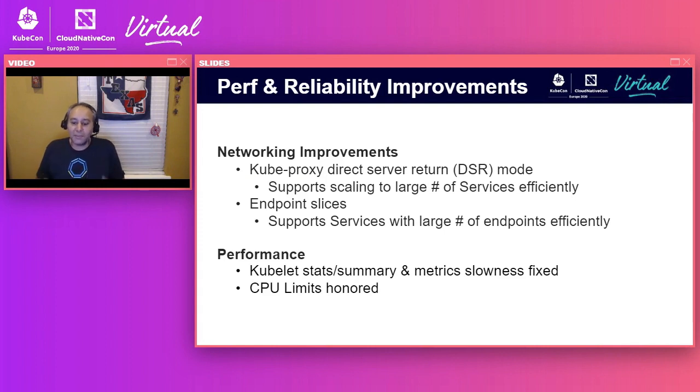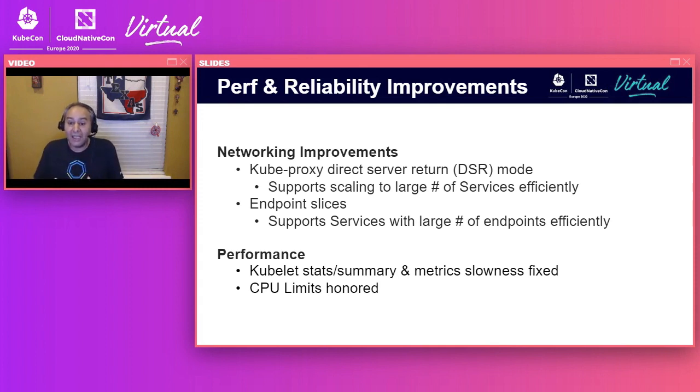Now, one of the last parts of 1.19 is some perf and reliability improvements. We've heard from users that Windows containers need to perform better. We need to improve both the stability and reliability. We've heard your feedback, and we've done a lot of advancements in that area. The first advancement is in kube-proxy direct server return mode. Now we support DSR in Windows. That allows you to support scaling to a large number of services efficiently.